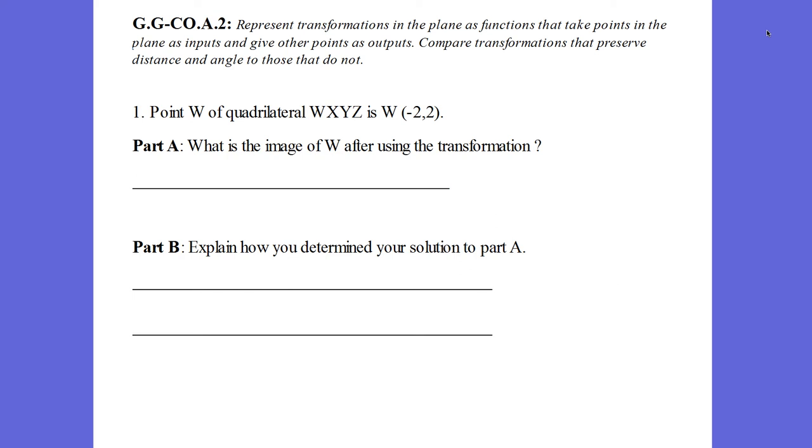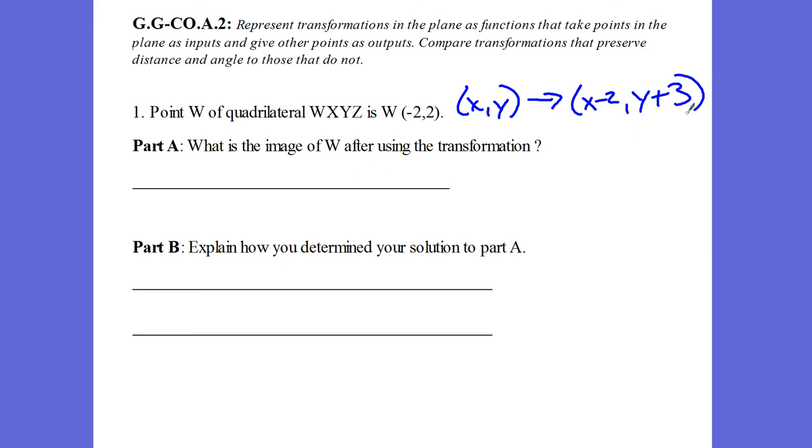What is the image after of W after using transformation? Okay. After using the transformation, did I forget to copy something on there? Yeah. Oh, it cut off the thing, right? Okay, so it cut off the rule. So the transformation is supposed to be, let's see what I got here. The transformation was x comma y, and it was moving it to, I'm sorry, it's x minus 2, right? Yeah. Y plus 3. x minus 2, y plus 3.